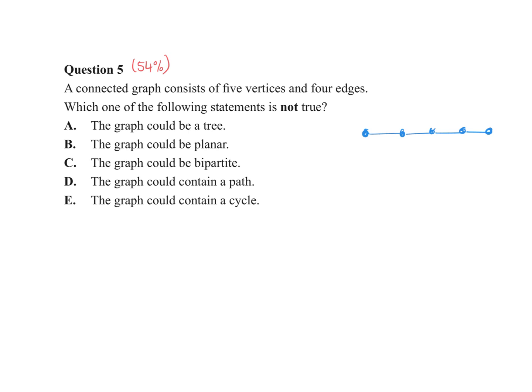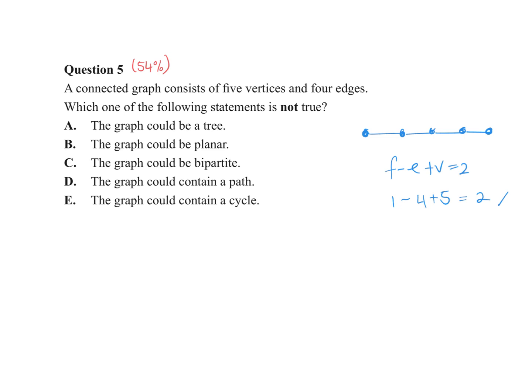The graph could be planar. So just test that. If I test what I drew there, if you go F minus E plus V equals 2. In this scenario, I've got 1 face, I've got 4 edges, plus 5 vertices. Does that equal 2? Yeah, it does. So it can be planar, so that's a lie.